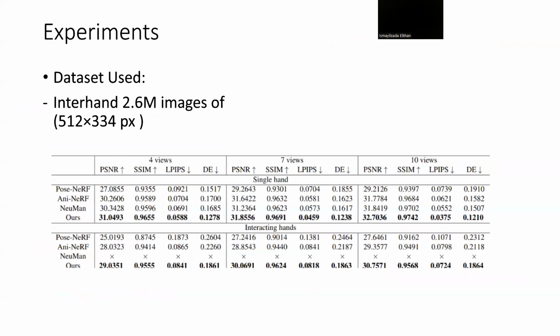And for experiments, the data set they used is InterHand. It has 2.6 million images of this dimension. They compared with a lot of other methods, but what they claim is that none of these methods were originally meant for modeling dynamic movements of a hand. So they had to make some minor changes to apply those settings into their setting, and these are the results they generated.